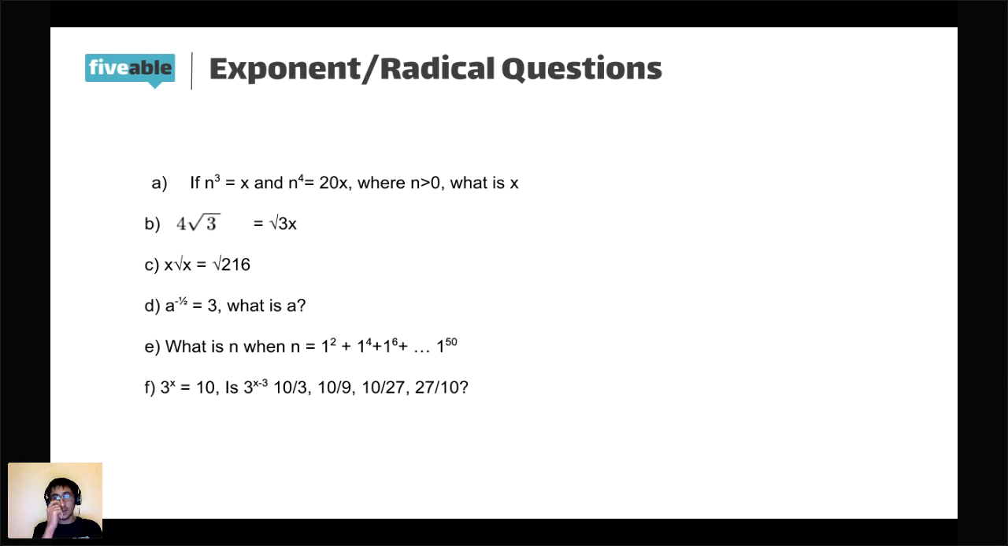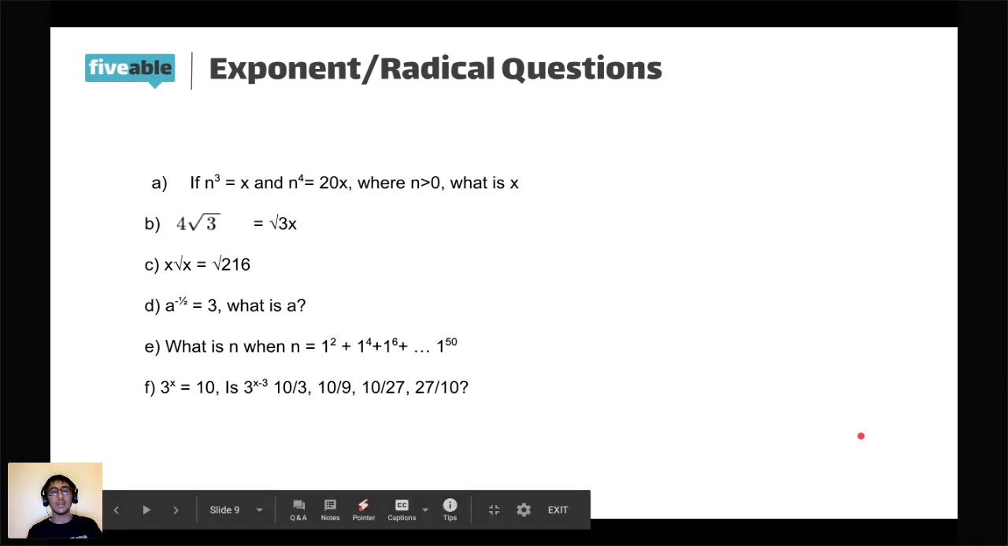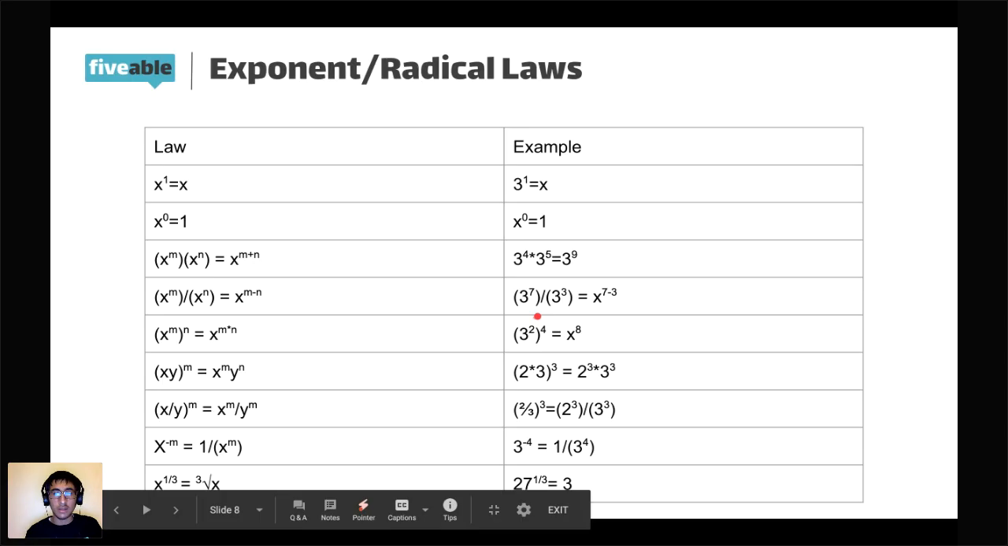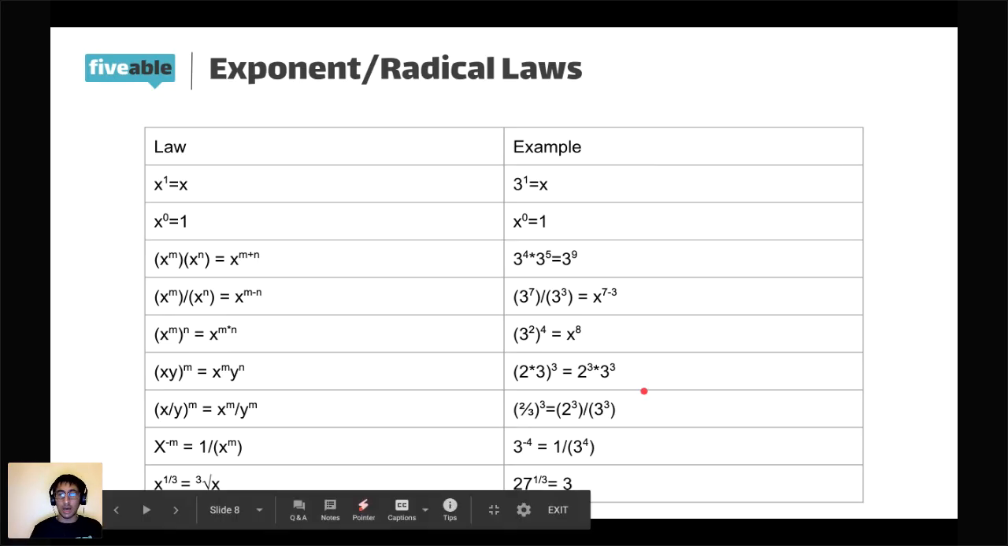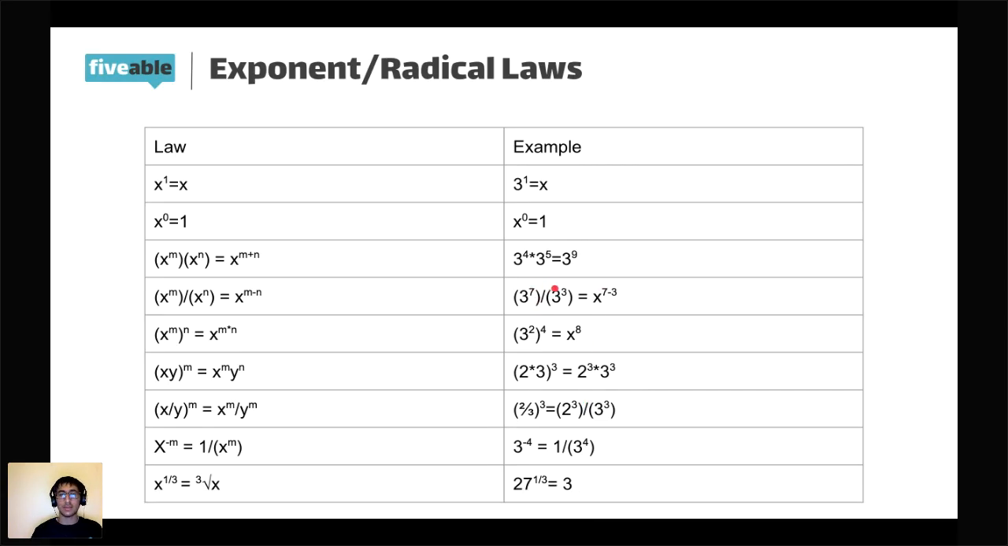Let's think about it like this. Let's go to our exponent laws, right? I'll go back so you guys can see. Let's look at this rule right here: x to the m divided by x to the n equals x to the m minus n. So we're going to look at the division portion and how we subtract the powers, right?